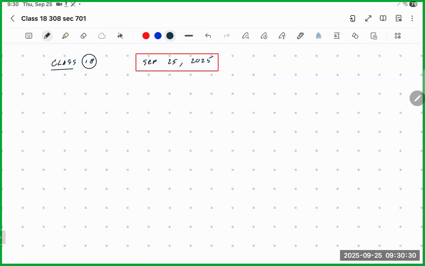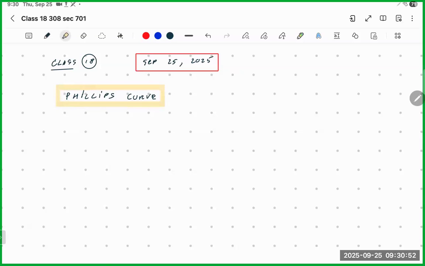Okay, let's start. Today is going to be class 18. And today we're going to talk about the Phillips curve. Okay, the Phillips curve.